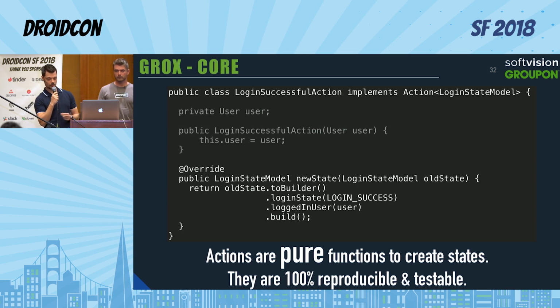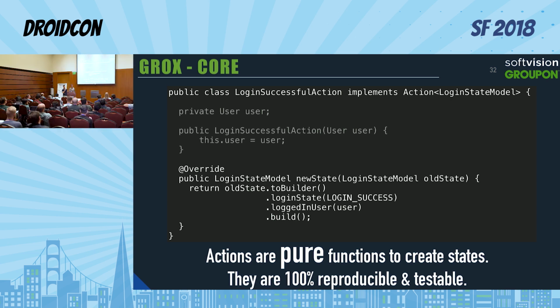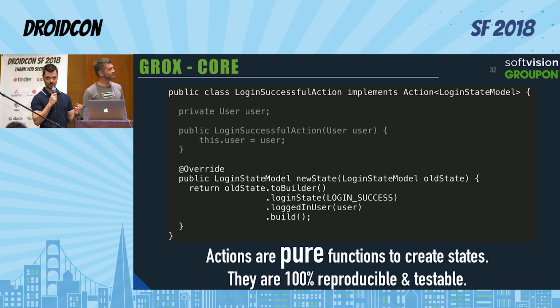The important thing here is that actions are pure functions to create states. So they don't depend on the network, they don't depend on the file system or the weather or the fire, right? They are 100% reproducible and they should be very testable, right? 100% testable. Next, I'll let Stéphane talk about the middlewares.